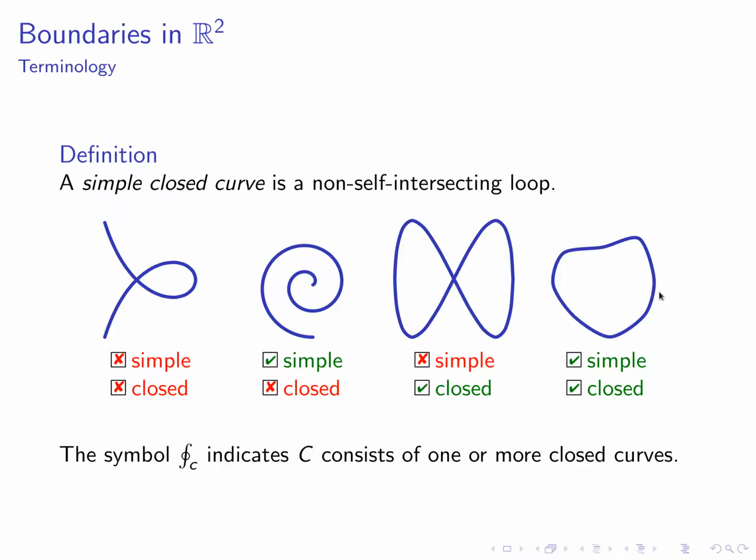Now, when our curve is closed, we use special notation to refer to a line integral over the curve. The symbol integral over a curve C with a circle in the middle indicates that C consists of one or more closed curves. So whenever we see a circle in an integral, what that means is that we're taking a line integral over a closed curve, but there is no new calculus. The circle is only meant to indicate that the curve in play consists of one or more closed curves. We'll see many examples of this notation later in this lecture.